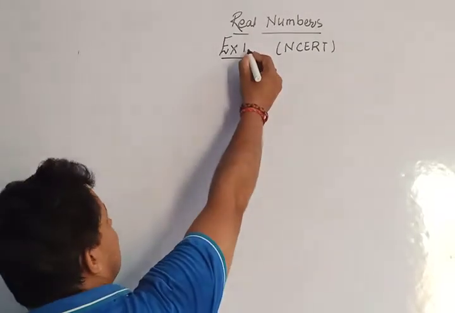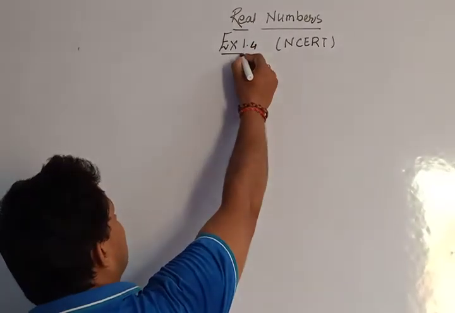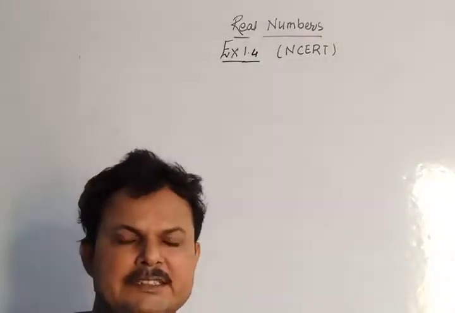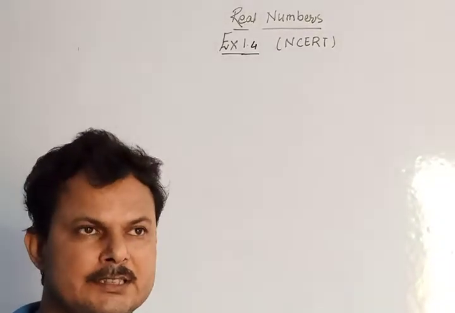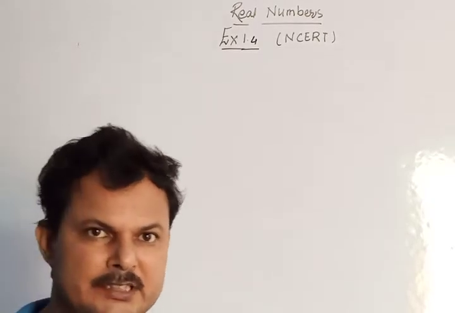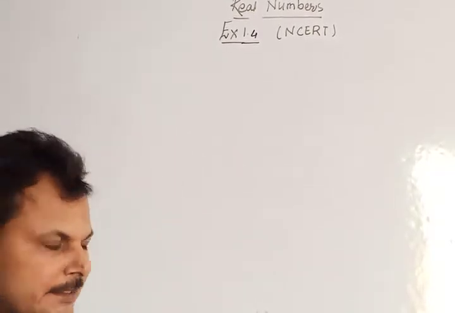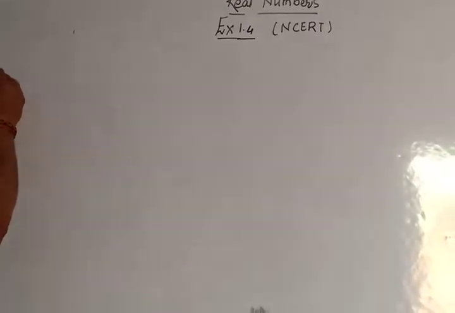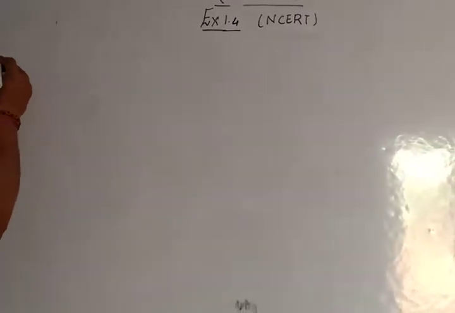Going to solve exercise 1.4, and that exercise of real numbers is completely based on the terms terminating decimal and non-terminating decimal. It means, first of all, we have to understand what a terminating decimal is.